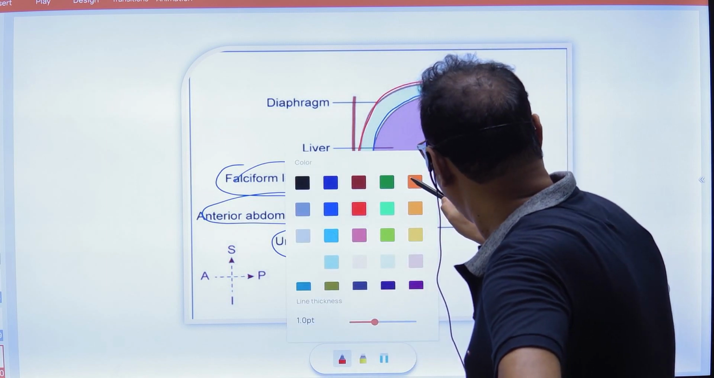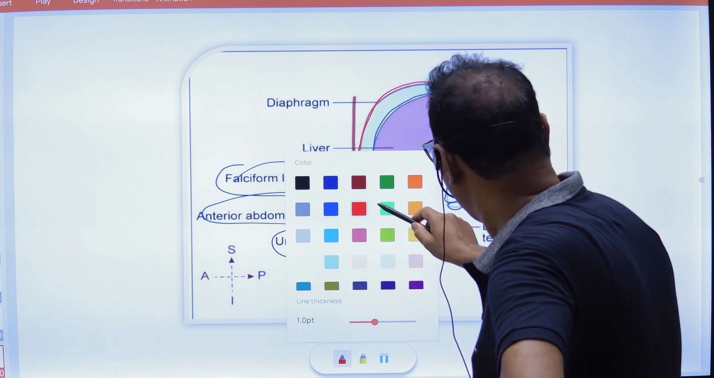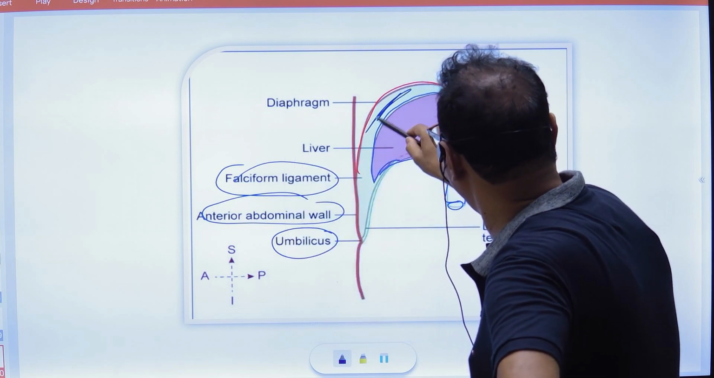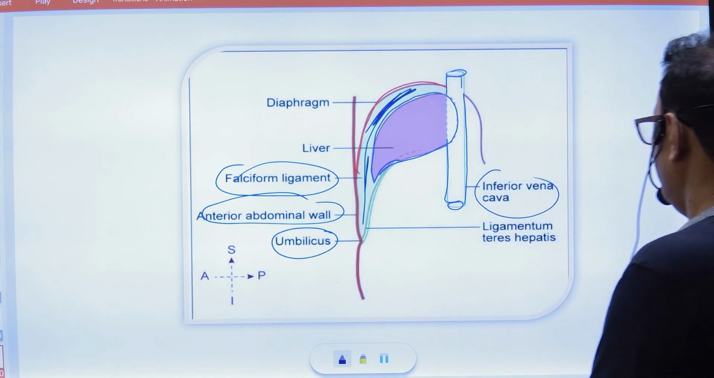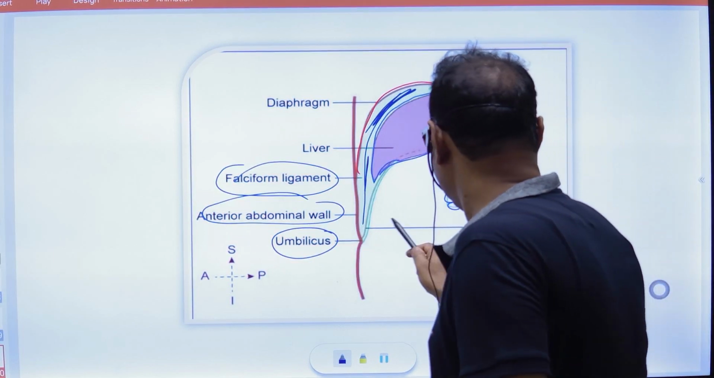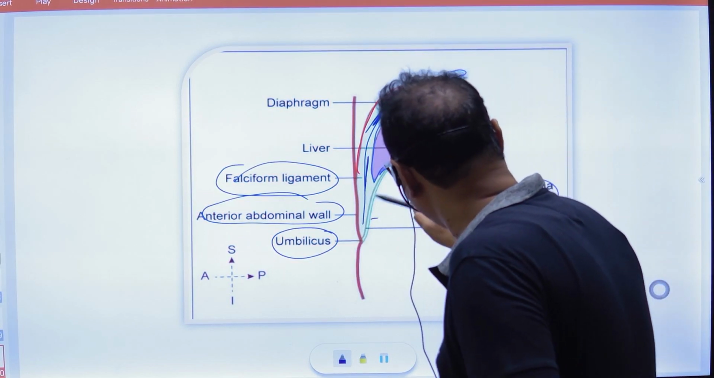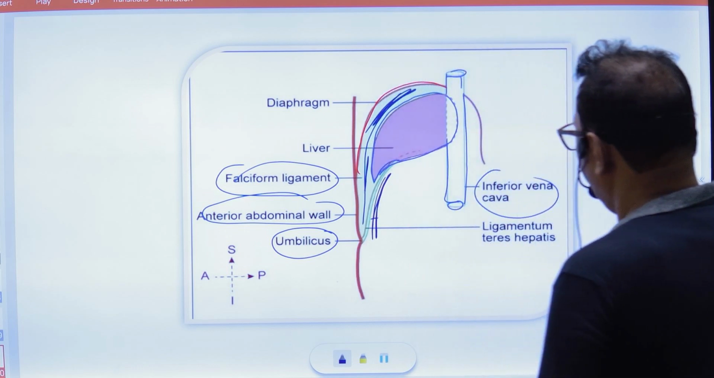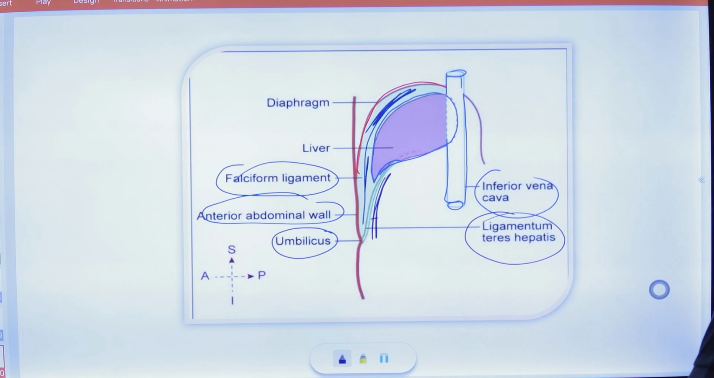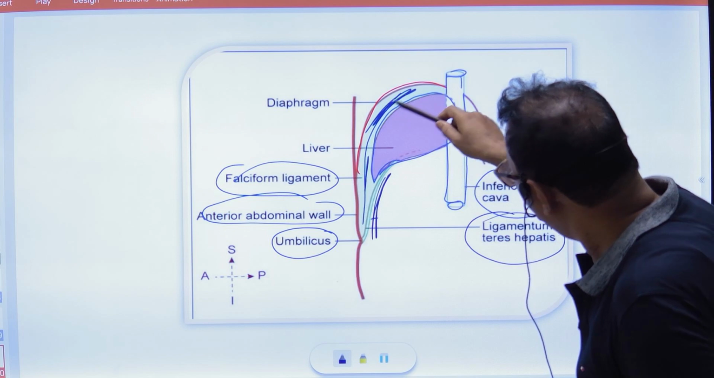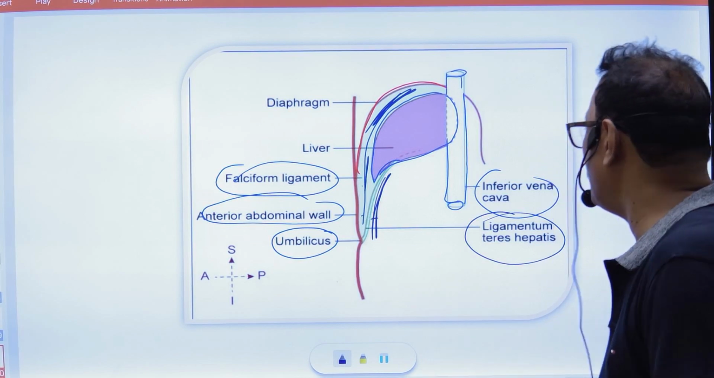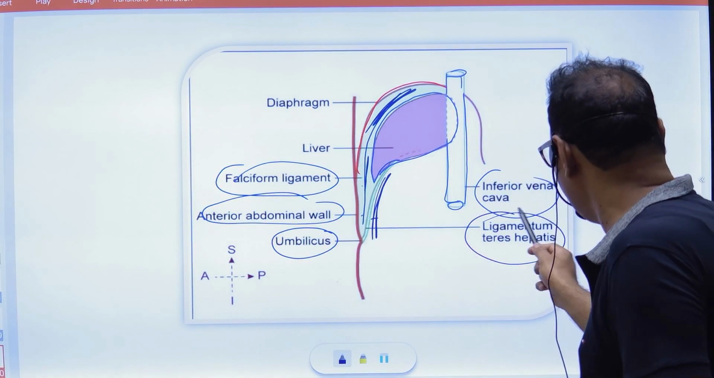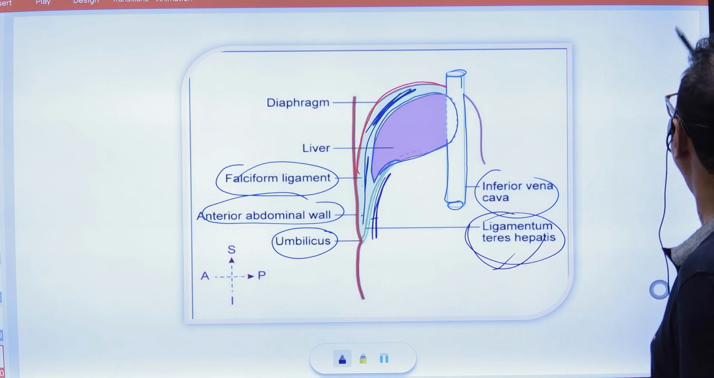This one is the falciform ligament, attaching itself to the diaphragm and to the umbilicus also. This portion is the free margin, and in this free margin it contains the ligamentum teres. The attached border is attached to the liver, the diaphragm, the anterior wall and the umbilicus, but this free margin will contain the ligamentum teres hepatis.